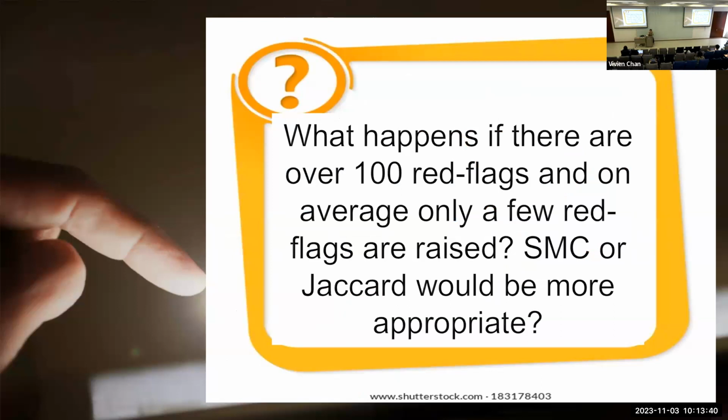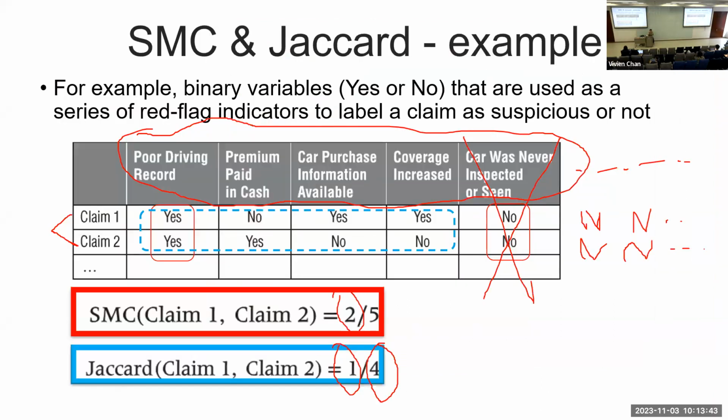Remember, we are trying to measure the distance between two observations. For those who think we should use the SMC, the simple matching coefficient, to measure the distance, raise your hands. No? For those who think using the Jaccard index is more appropriate, raise your hands. A few. Good. So basically we should use the Jaccard index.